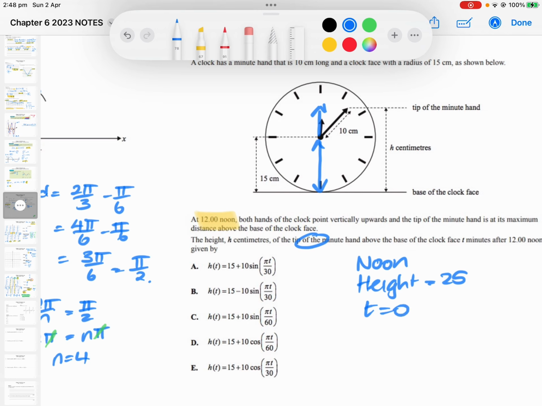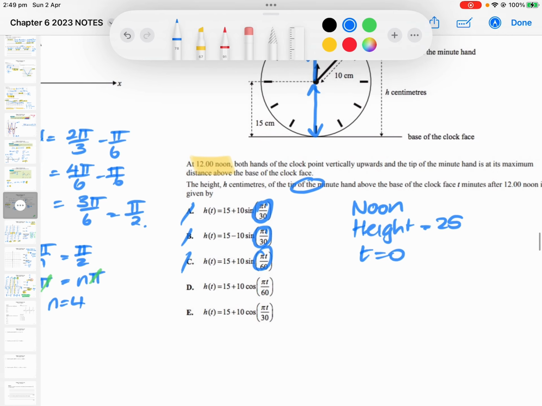So when t equals 0, we want to get a maximum. So it's not going to be any of the sine ones, because when t equals 0, this is going to be 0, so that's no good. So it's either D or E.